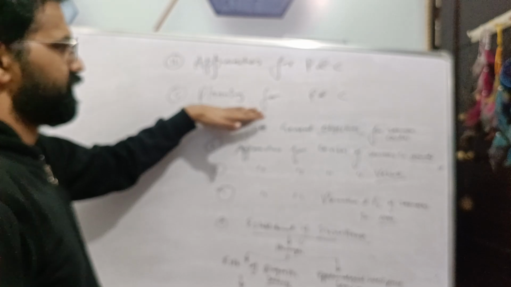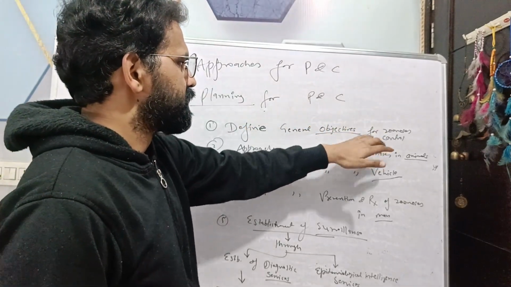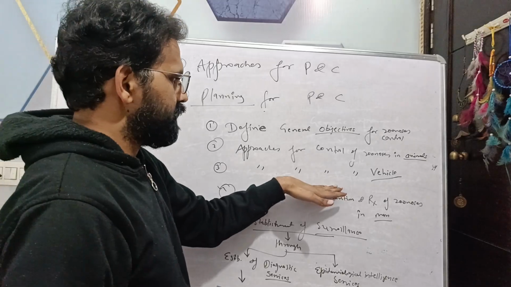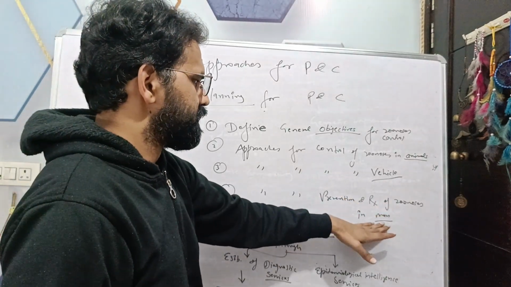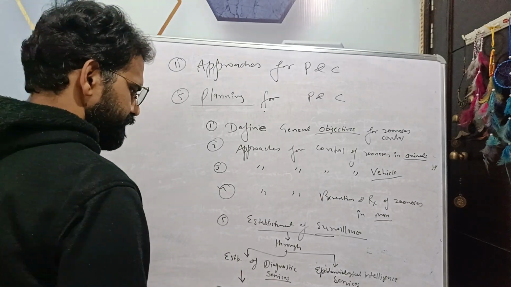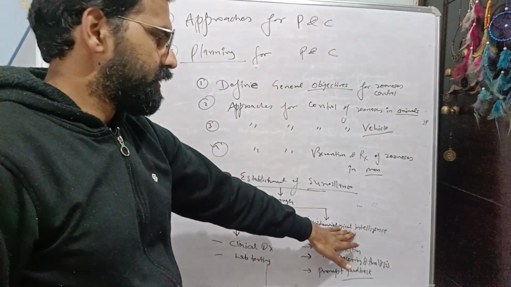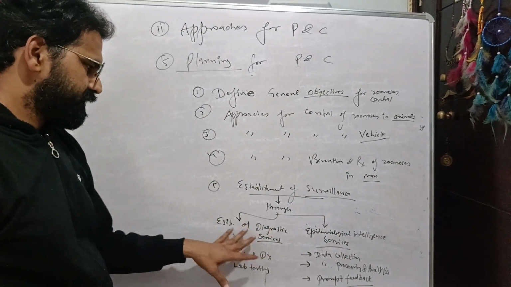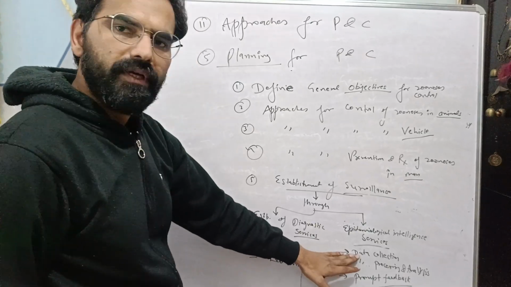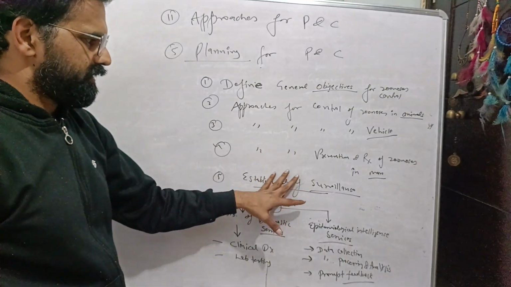Then 5 planning steps for the prevention and control of zoonosis. First, define the objective for zoonosis control. Then apply the approaches for control of zoonosis in animals and control of vehicles, and prevention and treatment of zoonosis in human beings. And last is the establishment of surveillance, through establishment of diagnostic services and epidemiological intelligence services. Diagnostic services means clinical diagnosis and lab testing, and epidemiological intelligence services include collection of data, processing and analysis, and then prompt feedback is given. So this is the establishment of surveillance.